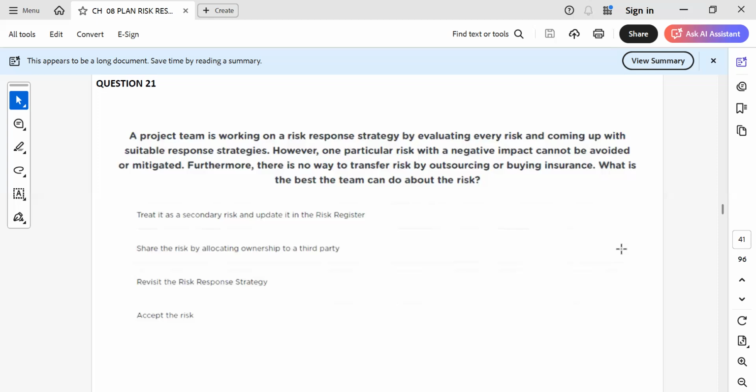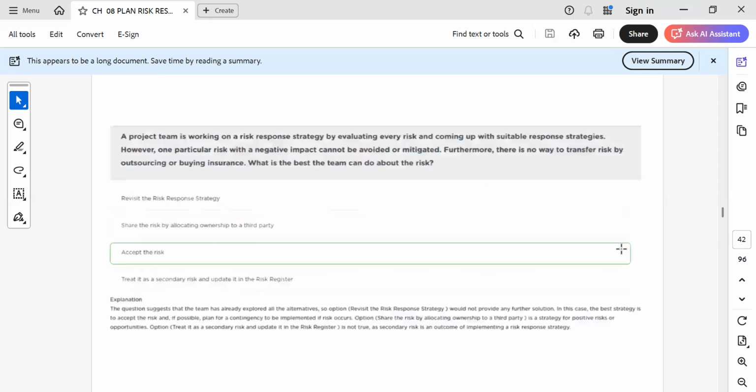Treat as secondary risk? No. Share the risk by allocating ownership to a third party? No, it cannot be transferred. Revisit the risk response strategy? It is already done. I think they have to accept that risk. What is the other option? Accept the risk. You see, escalation we cannot do because this is part of the project scope, within the project manager's authority level. So the other three they are not able to do. So the remaining is the acceptance. So we will go for acceptance.